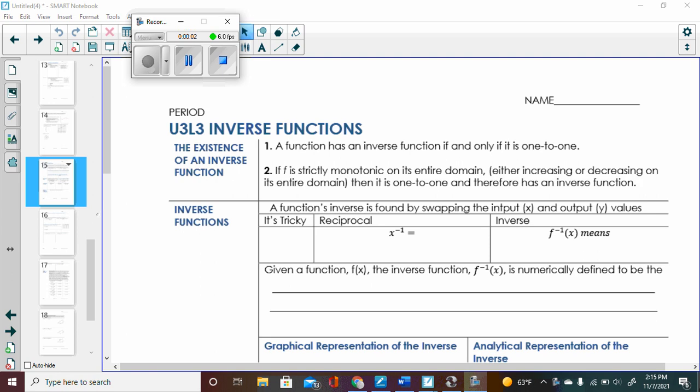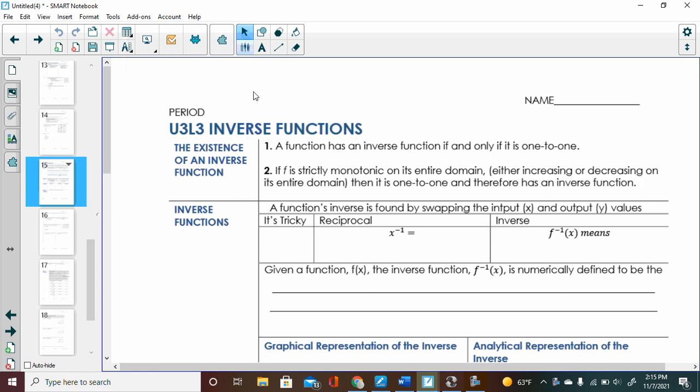Our notes on lesson 3 for inverse functions. So let's get started here.